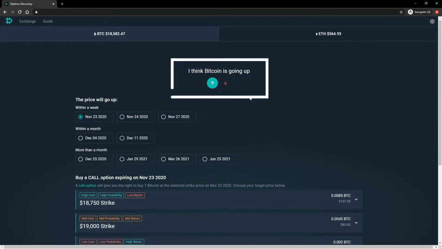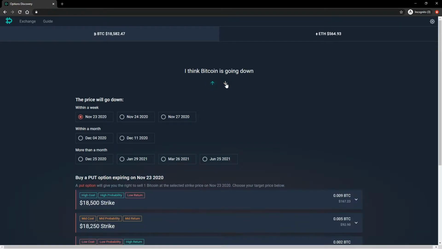Next up is selecting the direction you think the price will move in. This is done by selecting either the up arrow for an increase in price or the down arrow for a decrease in price. Selecting the up arrow will suggest call options to buy, and selecting the down arrow will suggest put options to buy. There is also an advanced section that deals with selling options, which we'll come on to shortly.